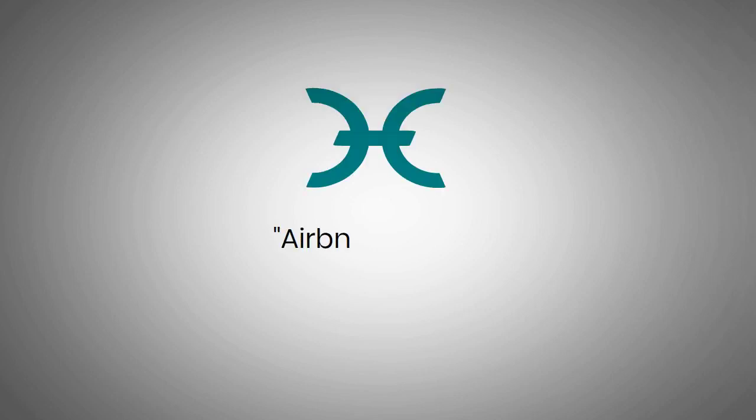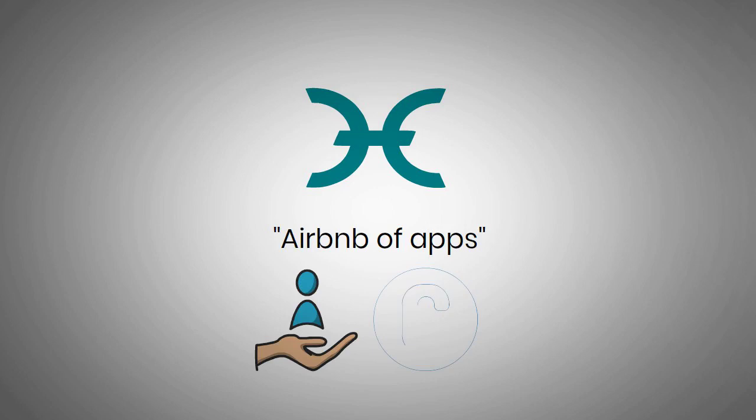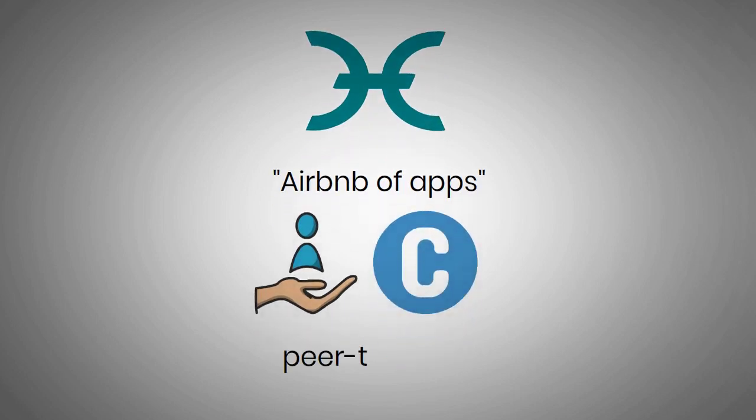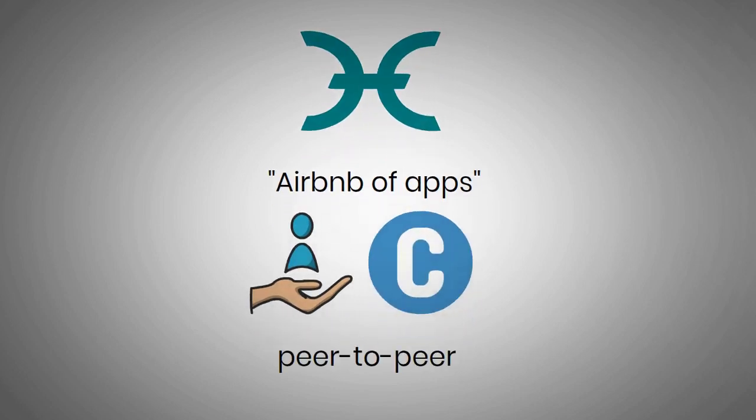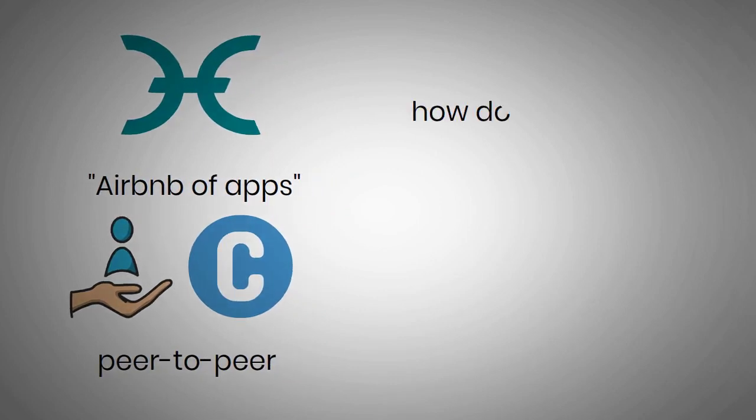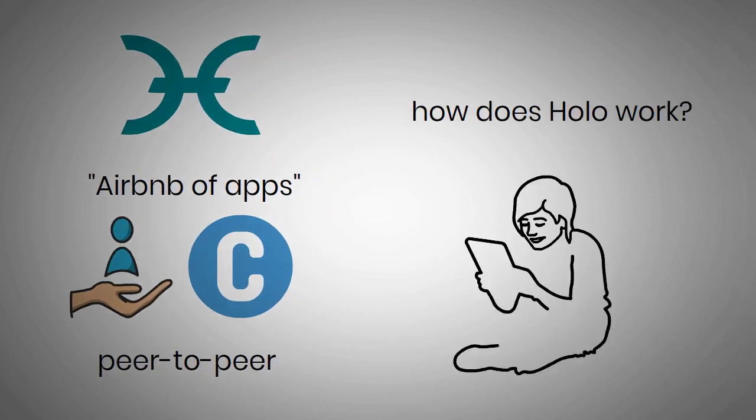Holo aims to be the Airbnb of apps, as the Holo ecosystem pays users through crypto incentives to participate in the peer-to-peer market of applications based on cloud hosting. But how does Holo work? To find out, keep on watching this video.